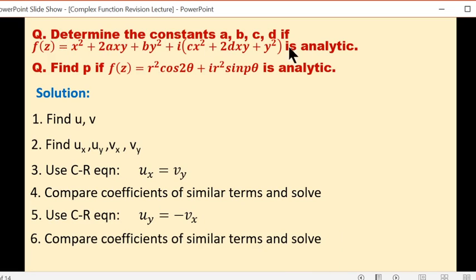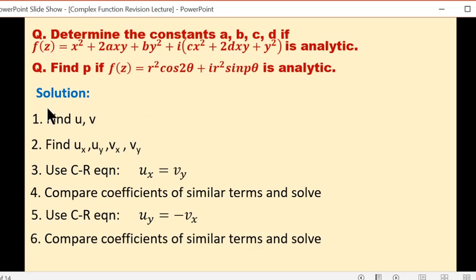For example, see some question like this. Determine the constants a, b, c, d if f of z is equal to this function. See here a, b, c, d are present. This is analytic. ये कार्टेशियन फॉर्म में हुआ. या फिर फाइंड p if f of z equal to r square cos 2 theta plus i r square sin p theta. This p is unknown, is analytic. Okay, तो यहाँ पे फंक्शन एनालिटिक बताया है आपको. You have to find the values of the unknown constants.